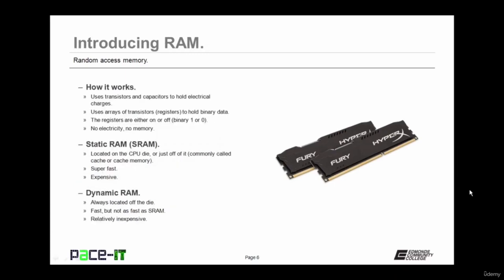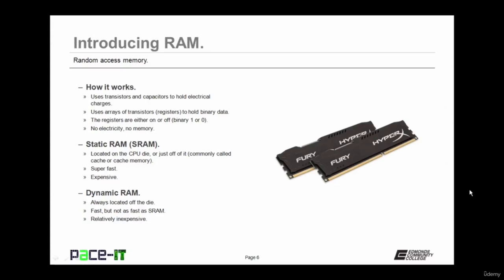So how does RAM work? Well, it uses transistors and capacitors to hold electrical charges. Arrays of these transistors, called registers, are either on or off. That's the binary 1 or 0. If there is no electricity, there is no memory.